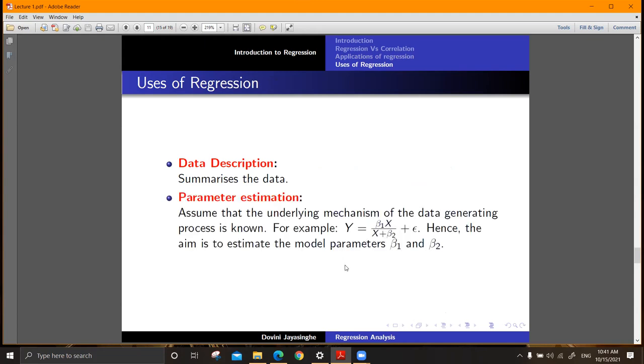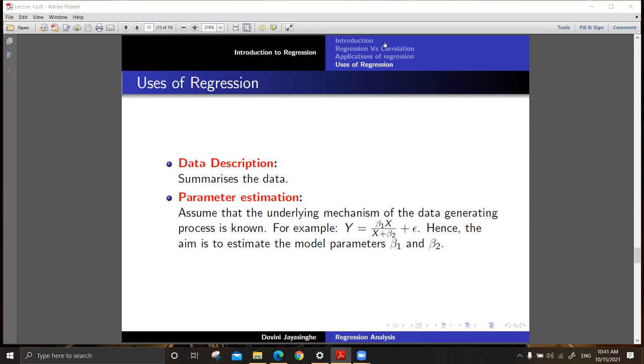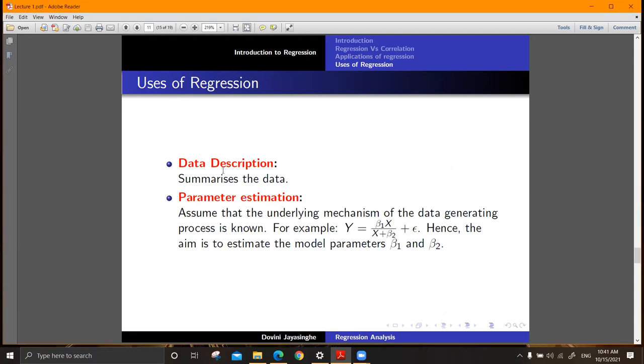Data description summaries of data. Okay, so before doing this regression analysis, before model fitting, we have a couple of things to do as a practice. We usually do a descriptive analysis, that is what this says: drawing pie charts, bar charts, drawing tables, two-way tables, one-way tables. We just survey the sample.